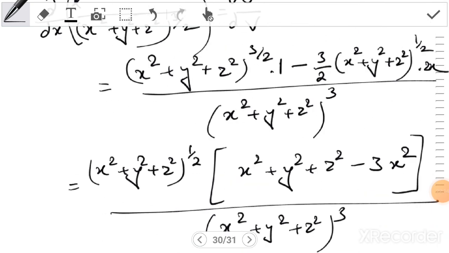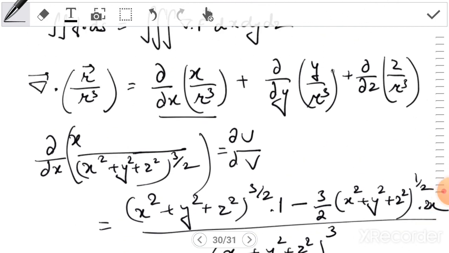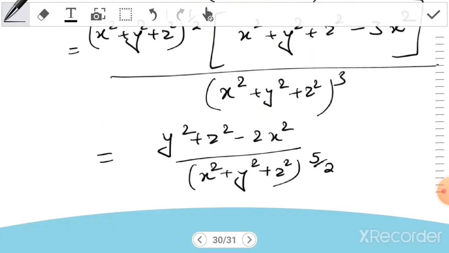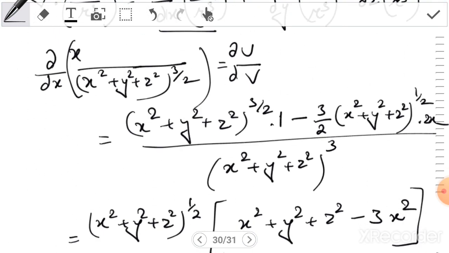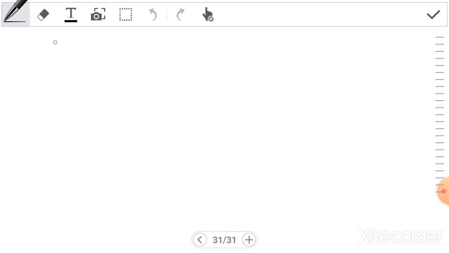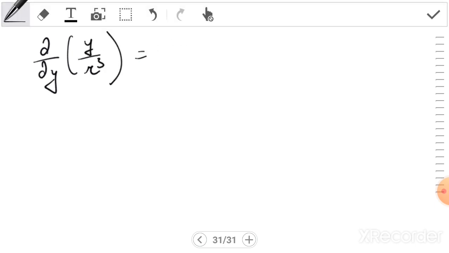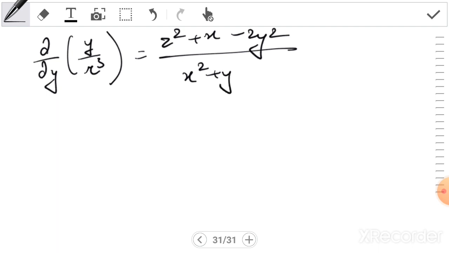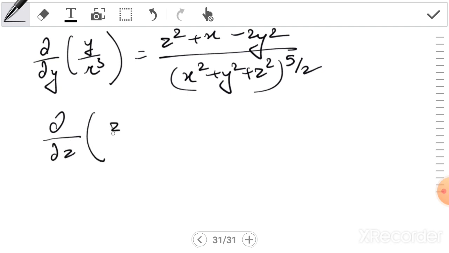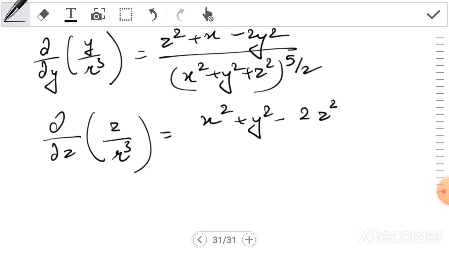Similarly, if you evaluate del by del y of y by r cube, you will get z square plus x square minus 2y square over (x square plus y square plus z square) to the power 5 by 2, and del by del z of z by r cube, you will get x square plus y square minus 2z square over (x square plus y square plus z square) to the power 5 by 2.